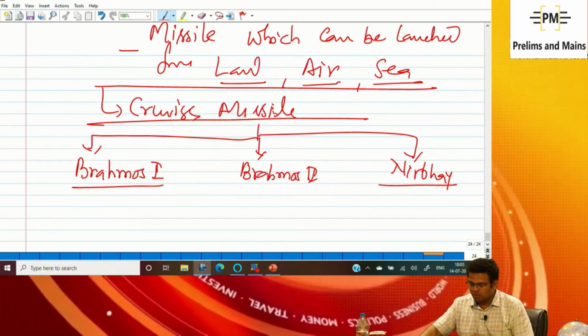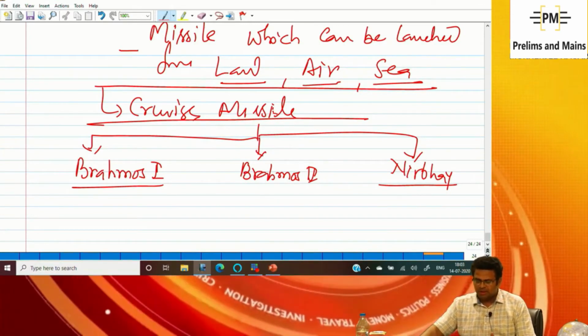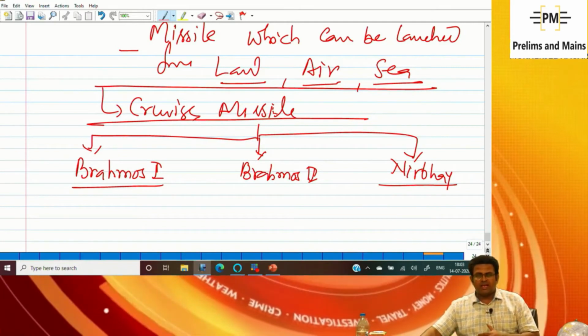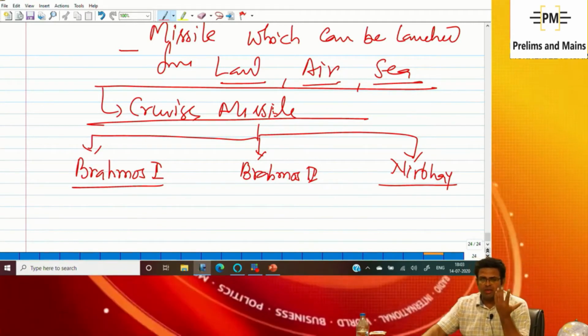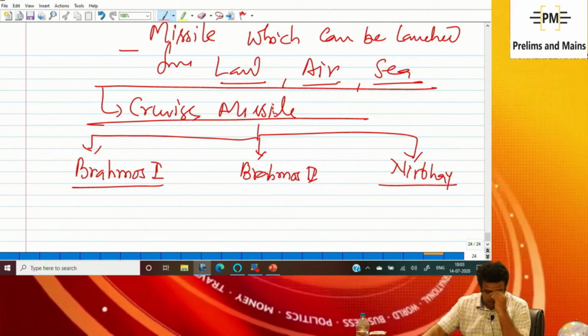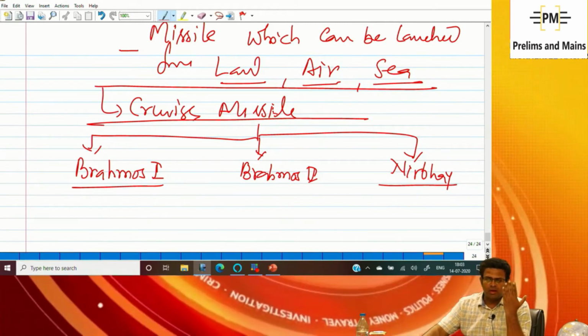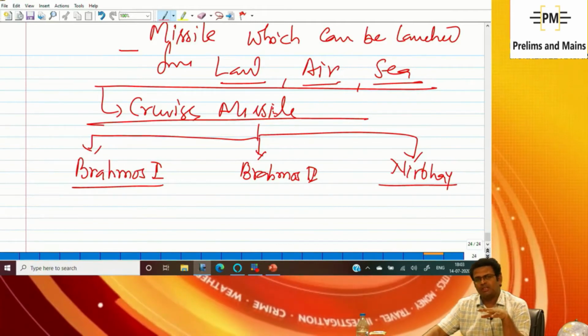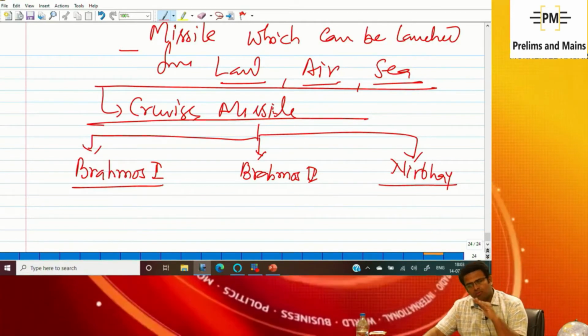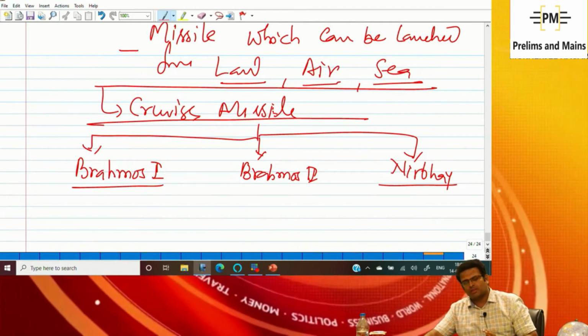So I said BrahMos 1, BrahMos 2 and Nirbhay are the cruise missiles, and already I have explained the meaning of cruise missile. Clear? It moves horizontal to the path, it can go to 10, 12, 20 kilometer, always within the atmosphere, and it can move 10 meter above the surface.